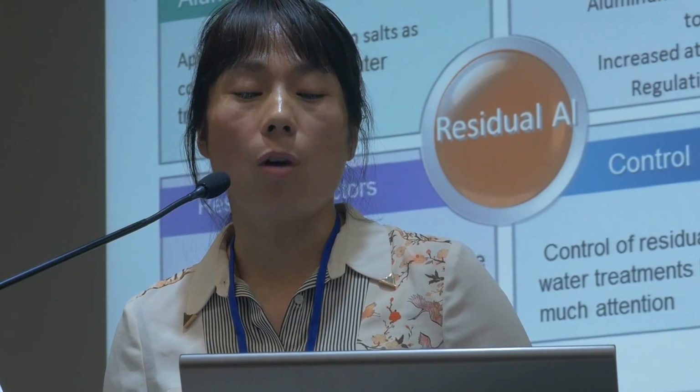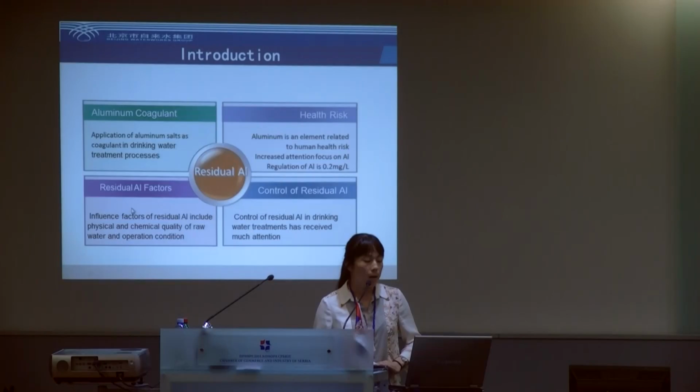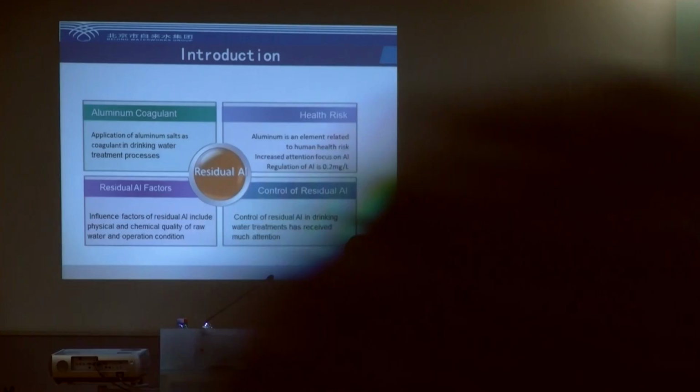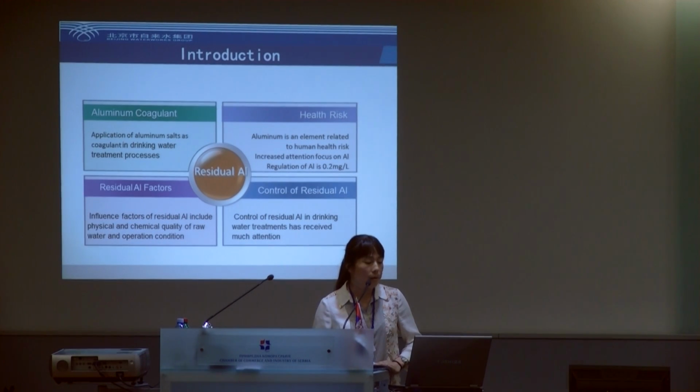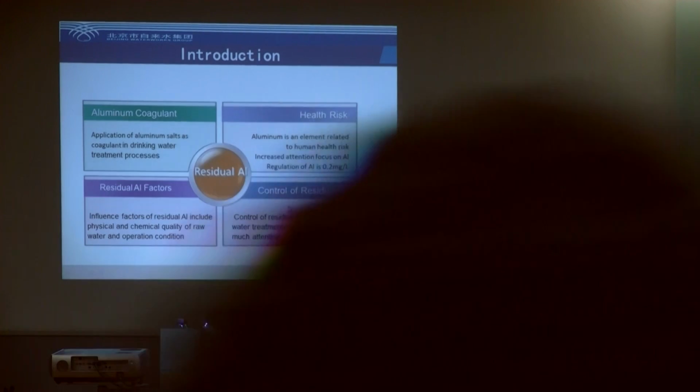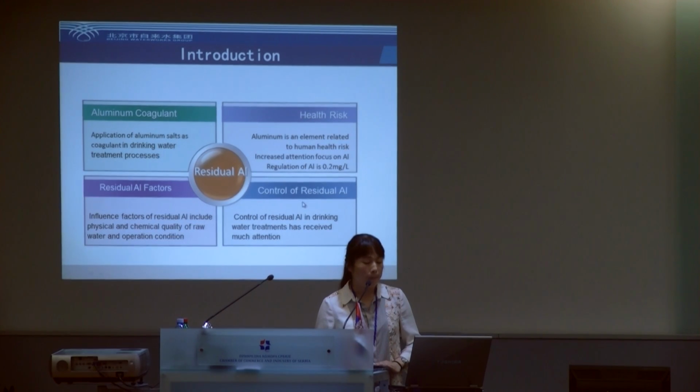First of all, we should know the residual aluminum factors. The influence factors of residual aluminum include physical and chemical quality of raw water and operation conditions. And thus in this research, we pay much more attention to the control of residual aluminum.